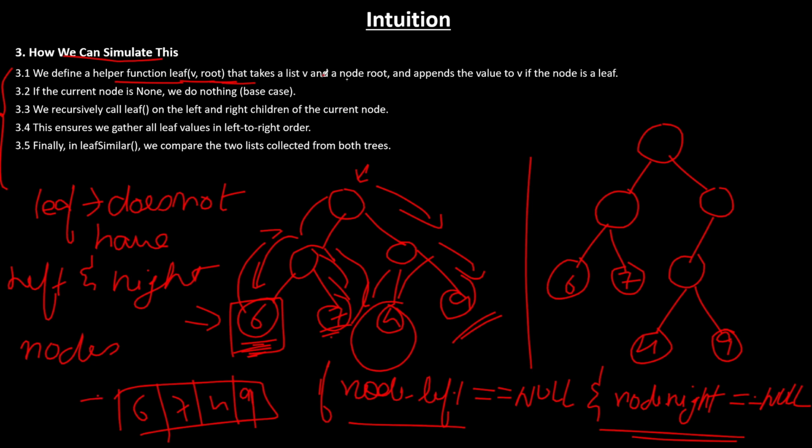Fine. That is the same thing I have written here. If the current node is none, we'll do nothing because this is a base case. Because if the node does not exist, we cannot do anything, right? And we recursively call the leaf function on the left and right children of the current node. And this ensures we gather all the leaf values from left to right order. Finally, this is the main function which is given. We compare the two lists completely and return the result here.